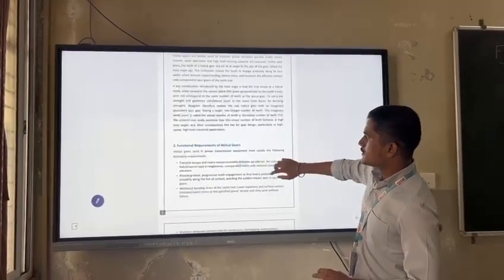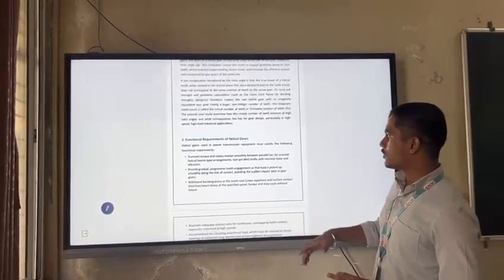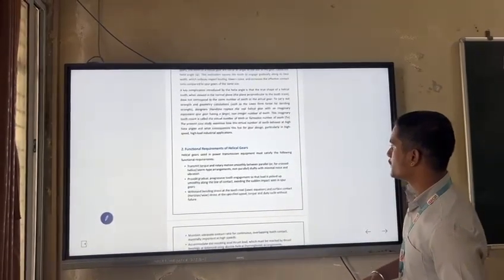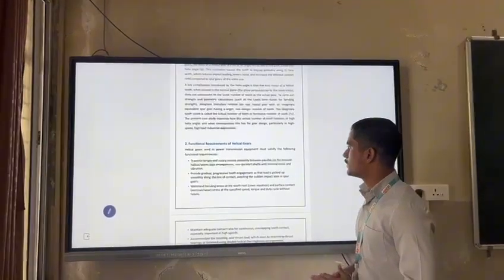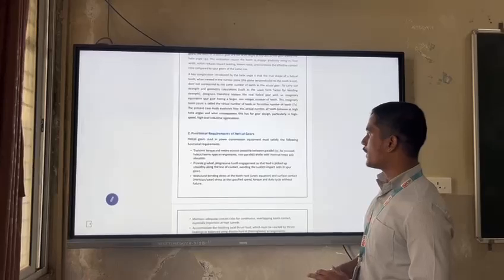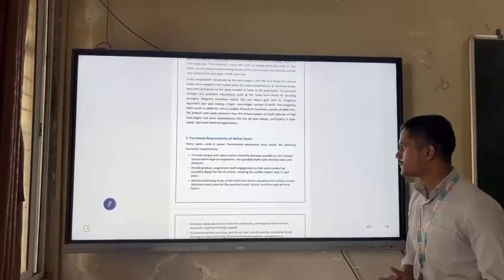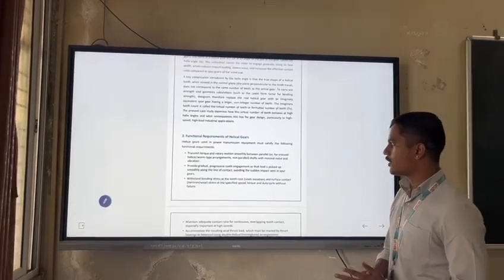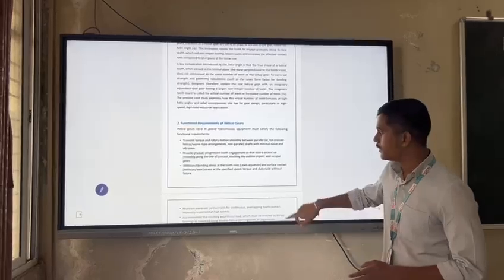The second is functional requirements of helical gears. Transmit torque and rotary motion smoothly between parallel shafts with minimal noise and vibration. The second is to provide gradual progressive tooth engagement so that load is picked up smoothly along the line of contact, avoiding the sudden impact seen in spur gears.